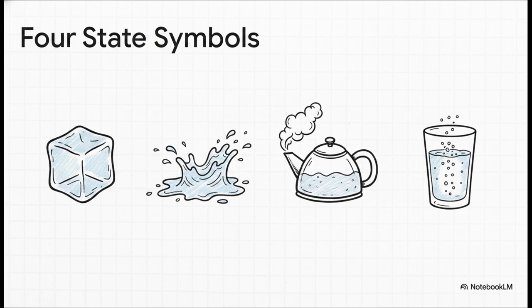We have an S for solid, like a hard block of ice. We have an L for liquid, like the water you drink. We have a G for gas, like steam rising from a kettle. And finally, we have AQ, which stands for aqueous. Aqueous is just a fancy scientific way of saying a solid has been completely dissolved in water, like salt vanishing into a glass. Whenever we write chemical equations, we tag these little symbols at the end so everyone knows exactly what state the substance is in.